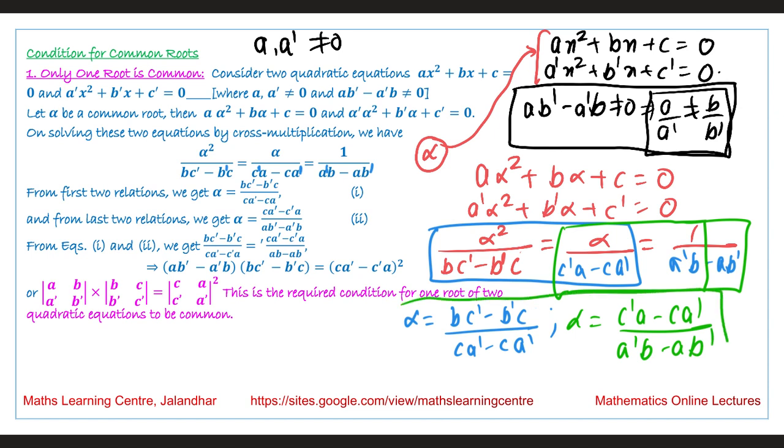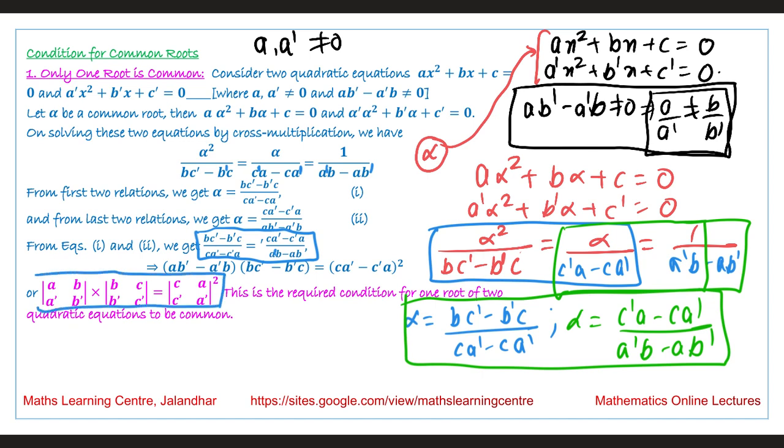Both these values of alpha should be equal. So the final condition we obtain is (bc' − b'c) over (ca' − c'a), that should be equal to (ca' − c'a) over (a'b − ab'). And this condition can be written in the matrix form in this way. So this is the condition for two equations to have a common root.